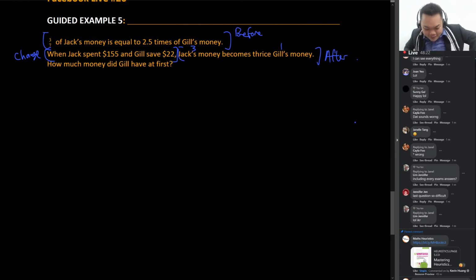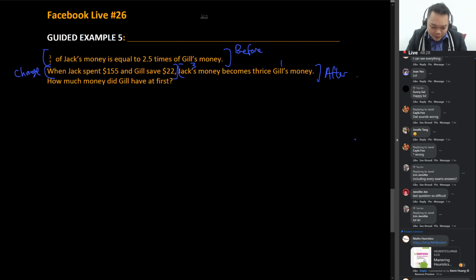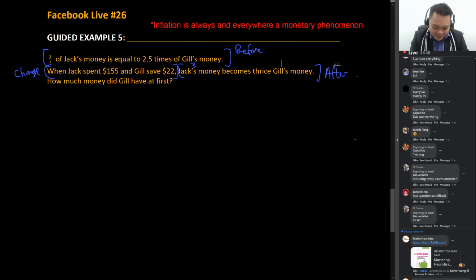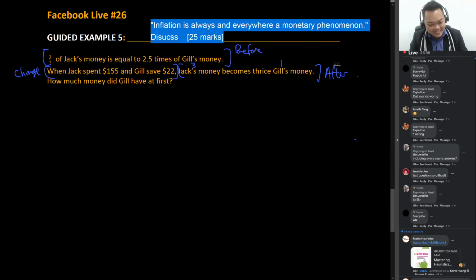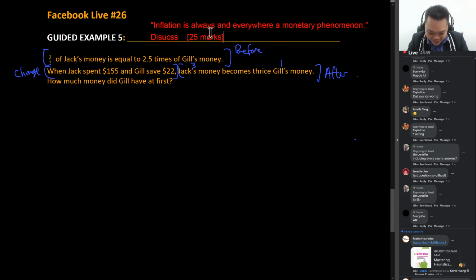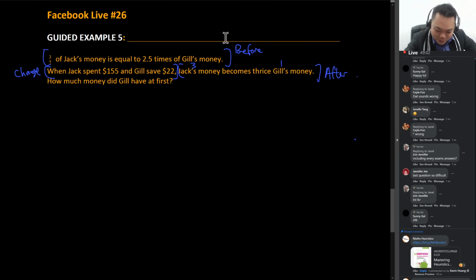Usually when the question is shorter, that's where it gets more scary for me, at least in university, because I remember they had one 25 mark question for me for economics. They gave this question: inflation is always and everywhere a monetary phenomenon. Then full stop, discuss. Then after that, the marks allocation for this was 25 marks. So sometimes when it's shorter, it's not necessarily going to be easier.